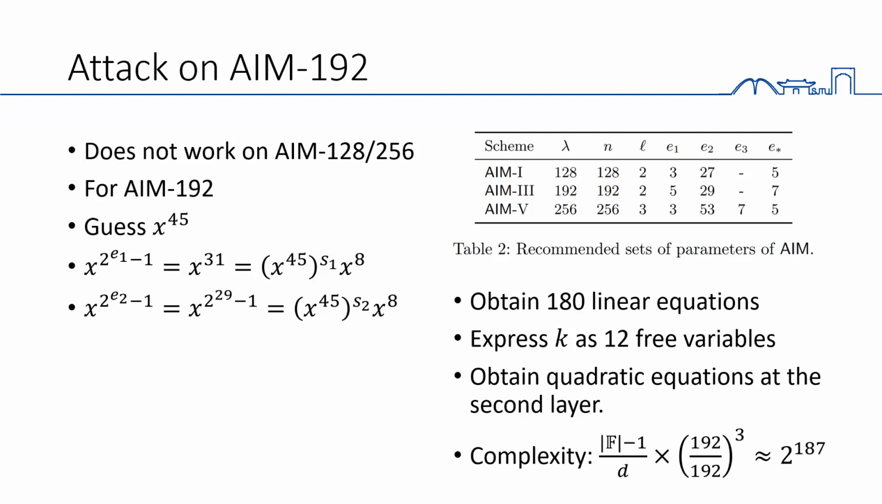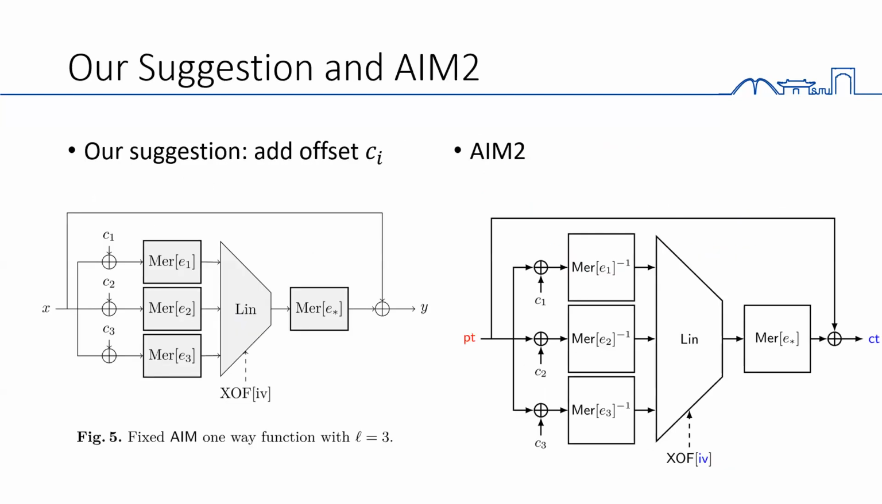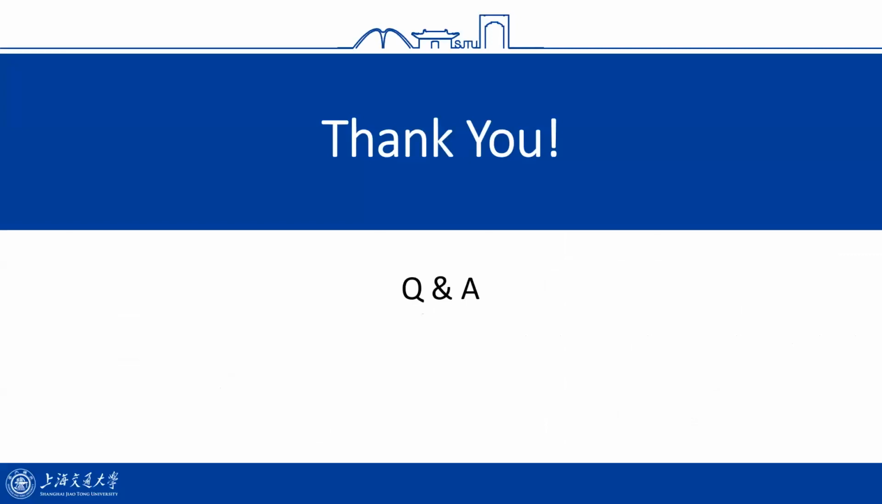We can have a lot of linear equations, expressing the state in the free variables. We can also have a lot of quadratic equations. Finally, we can solve it. The result is 2 to the 118. Our suggestion is to add some linear layer before the first nonlinear layer. And recently, the authors of AM adopted our strategy. They proposed AM2, which is a fixed version. Okay, that's all. Thank you.